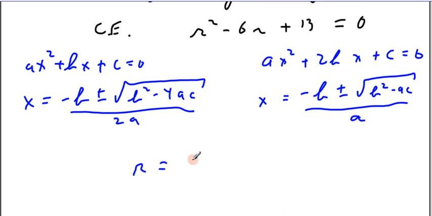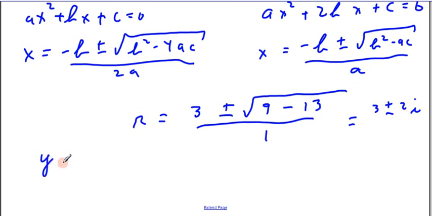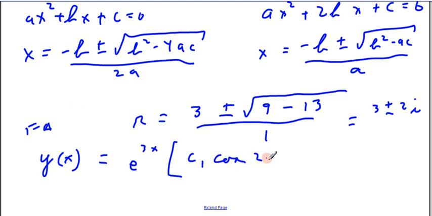So it's going to be minus b, and b in this case is minus 3. So that's going to be plus 3 plus or minus the square root of minus 3 squared, which is a 9, minus 13, divided by 1. And so I've got 3 plus or minus 2i over 1. So I got 3 plus or minus 2i. y sub x, final answer, is going to be e to the 3x, c1 cosine 2x plus c2 sine 2x.